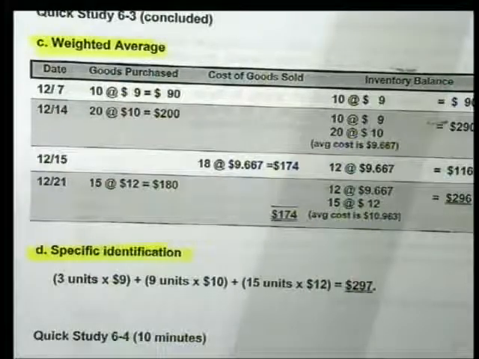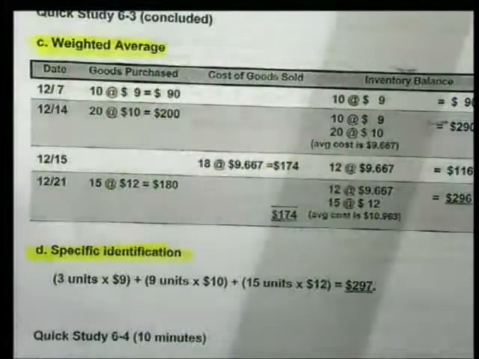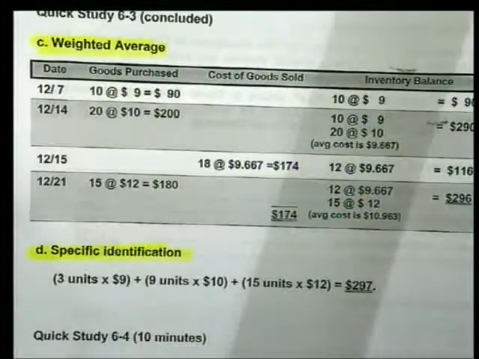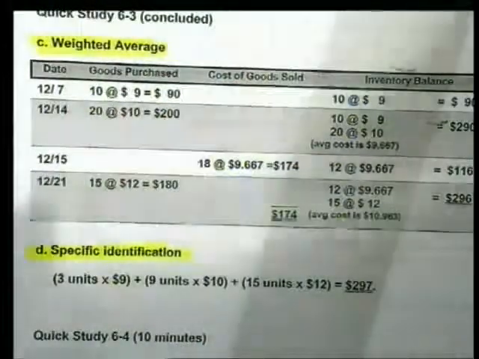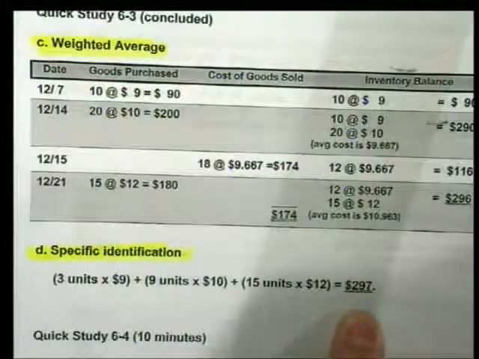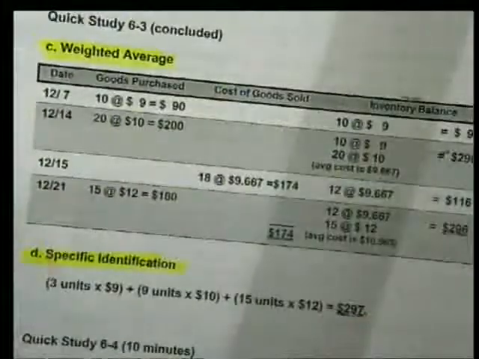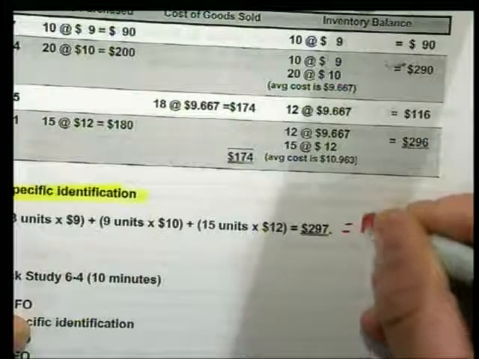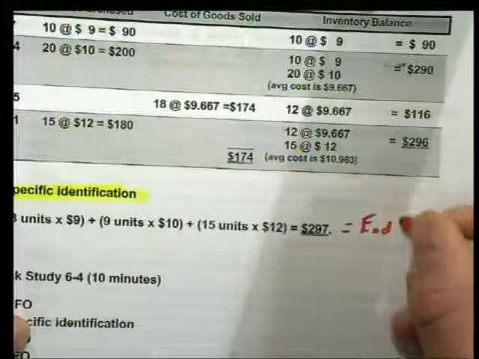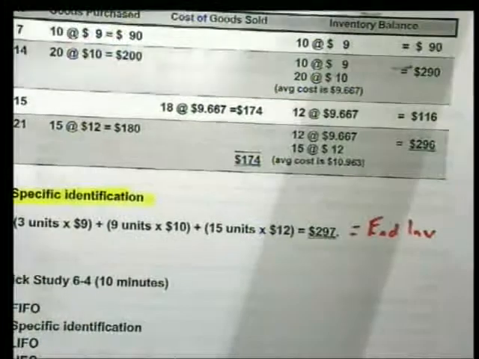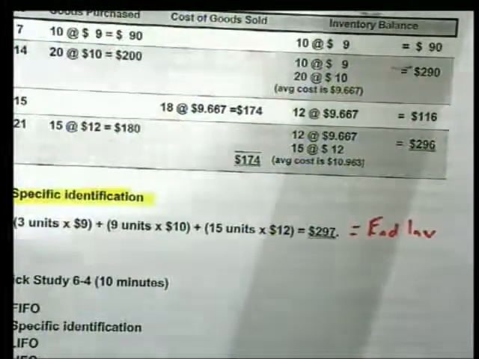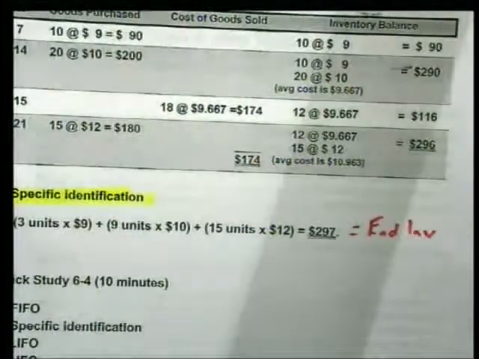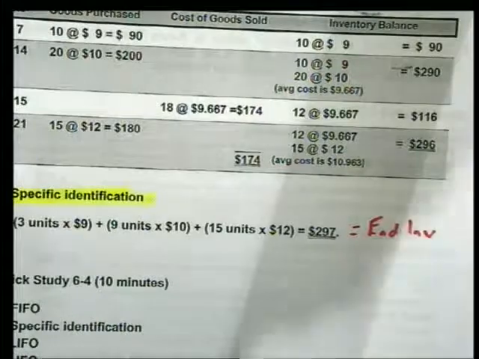What are they asking us for? The ending inventory amount. Is that correct? So is this 297, does that equal ending inventory? Yes? So let's be specific. That equals ending inventory. Okay? Well, how would you get cost of goods sold? It didn't ask for it, but how would you get it?